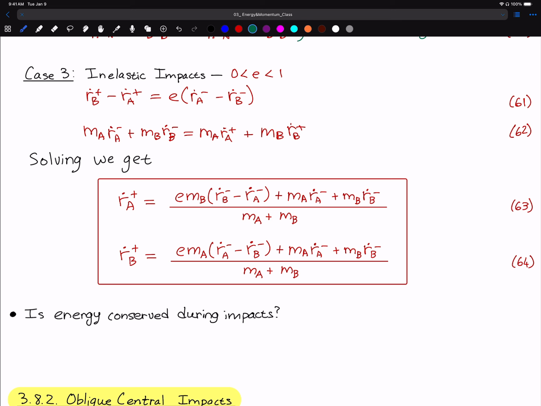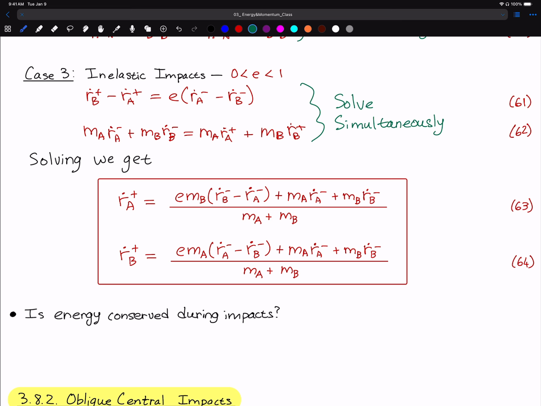We're going to have two equations here, and we need to solve these simultaneously. And if you go ahead and solve them simultaneously, you will end up finding these two expressions for RA dot plus and RB dot plus. You could also solve these simultaneously to find RB dot minus and RA dot minus.